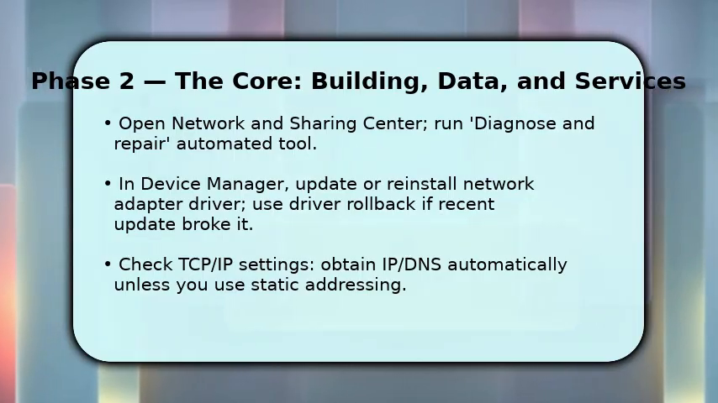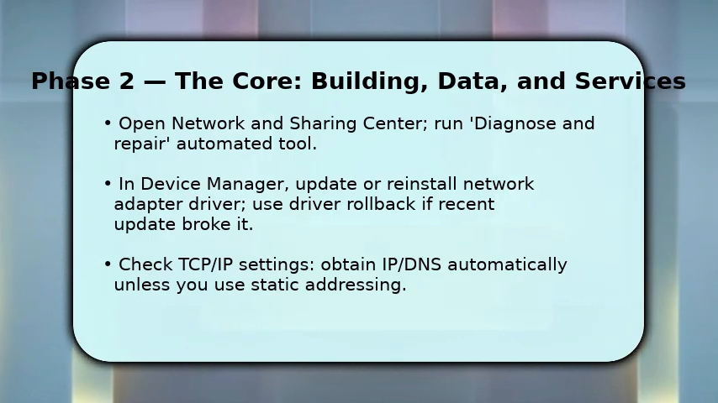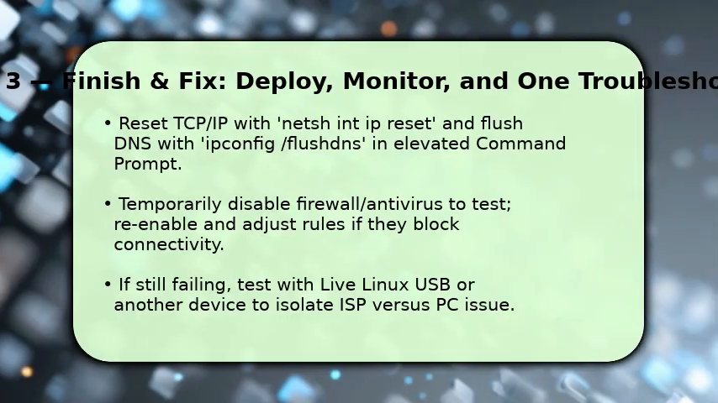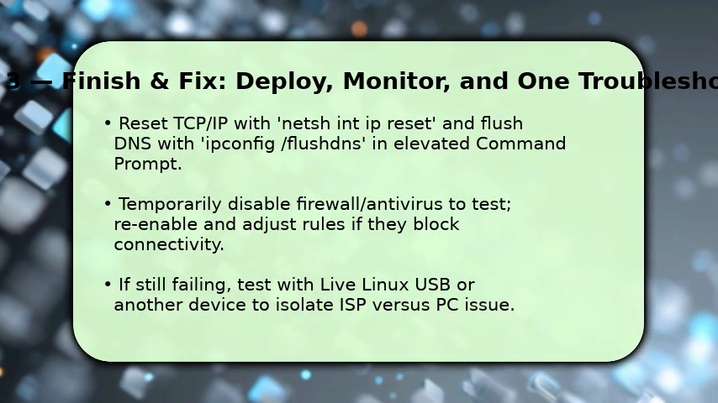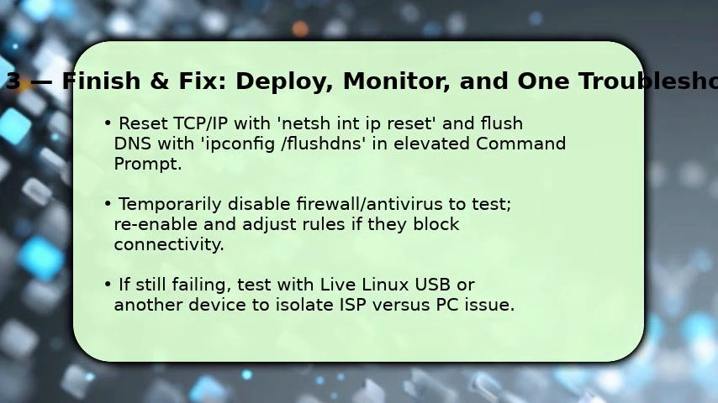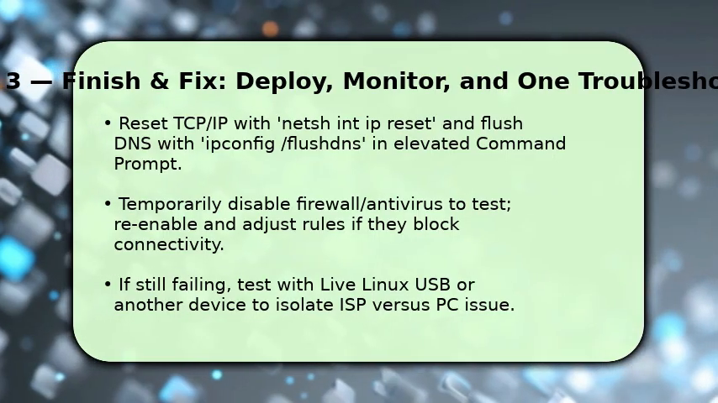Finish by clearing and rebuilding Windows network stacks. Open an elevated command prompt and run netsh int ip reset, then ipconfig /release and ipconfig /renew, followed by ipconfig /flushdns to remove stale records. This restores core networking.